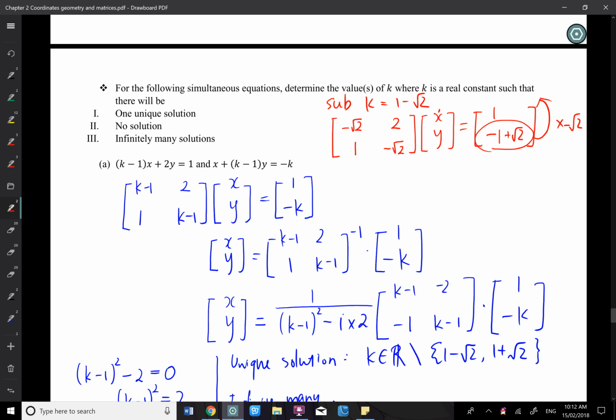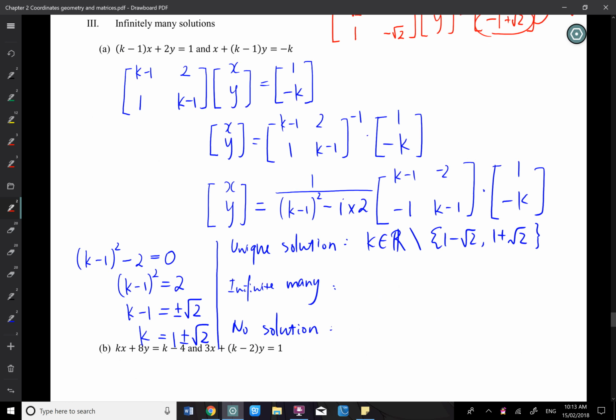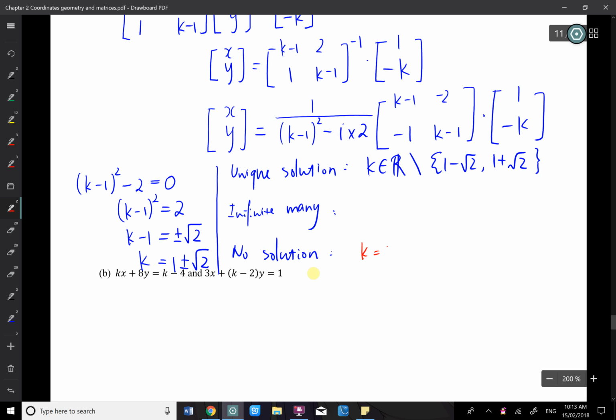But this means they are not the same equation, because even though the x and y coefficients are in proportion, the c value is not in proportion, which means they are not the same line. If they are not the same line, there will be no solutions. Okay, they are parallel, because that's not going to be the unique solution. It can either be no solution or infinitely many solutions. Obviously, they are not the same line, so it's not the infinitely many solutions case. So the no solution case will be k equals 1 minus root 2.